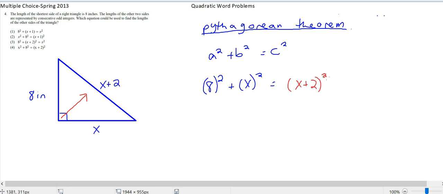And we're not asked to actually solve this equation for x, we're just asked to set it up. And the answer to this question is choice 4, because we could have written x squared plus 8 squared is equal to x plus 2 squared. The order of these two terms doesn't matter.